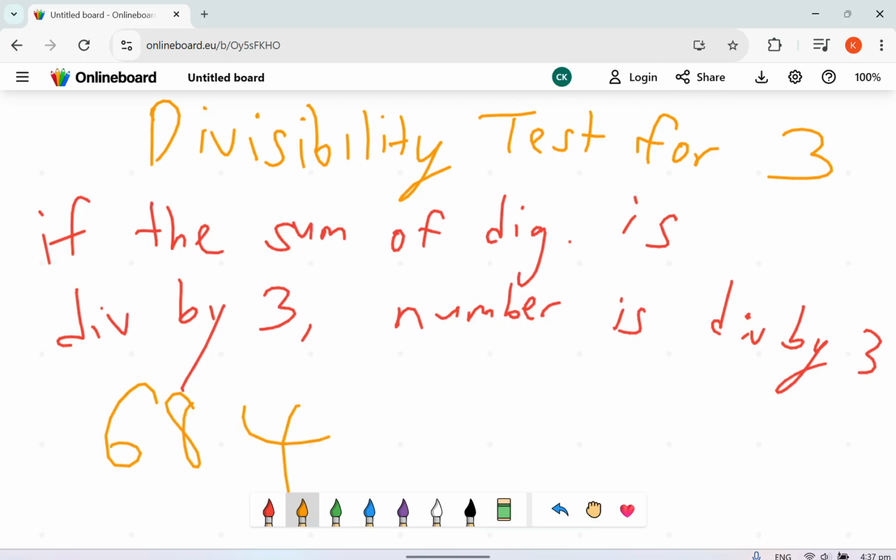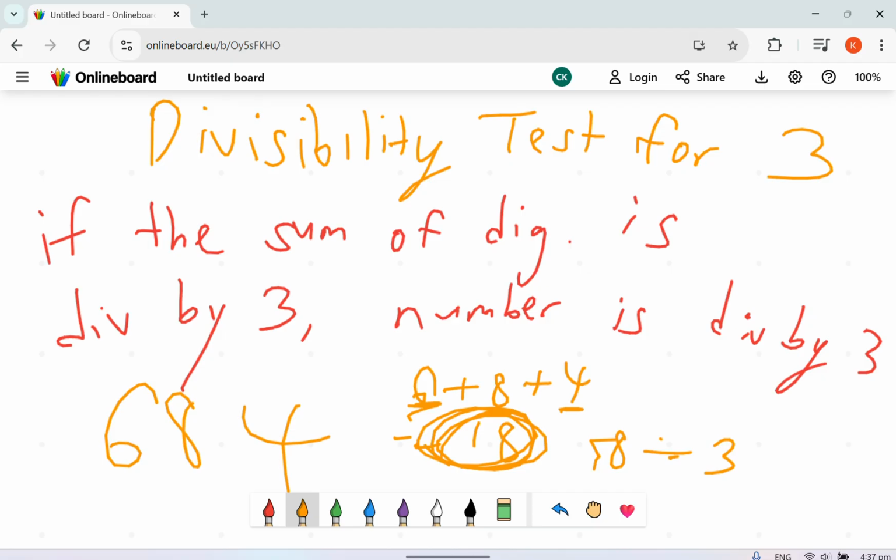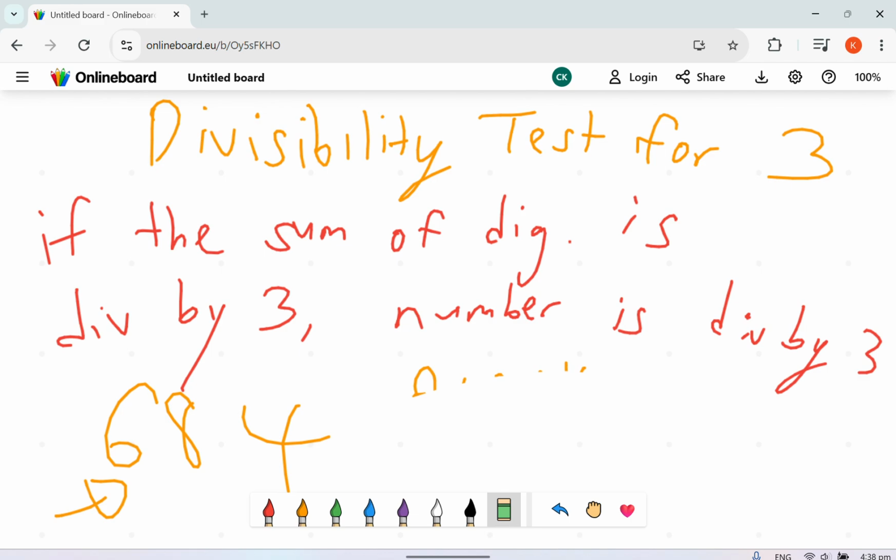684. Don't know whether this is divisible by 3, doesn't matter. Just take 6 plus 8 plus 4. That is 18. Right? 6 plus 8 is 14, 14 plus 4 is 18. We just need to look at this. Can 18 divide 3? Sure can. 18 is 6 times 3. So this entire number can divide 3. Basically, just add the digits together and see whether that result can divide 3.